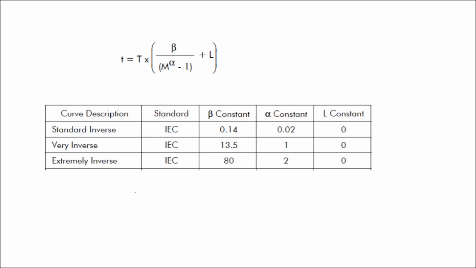Now what are the values of beta, alpha and L for all three curves? For standard inverse the value of beta is 0.14 and the value of the alpha constant is 0.02, and as I said earlier, the value of the L constant is 0 for all three IEC curves. For very inverse, the value of beta is 13.5 and alpha is equal to 1, and for the IEC extremely inverse curve, the value of beta is 80 and the value of alpha is 2.